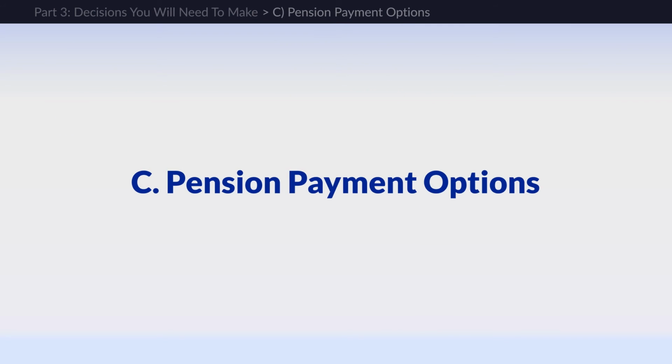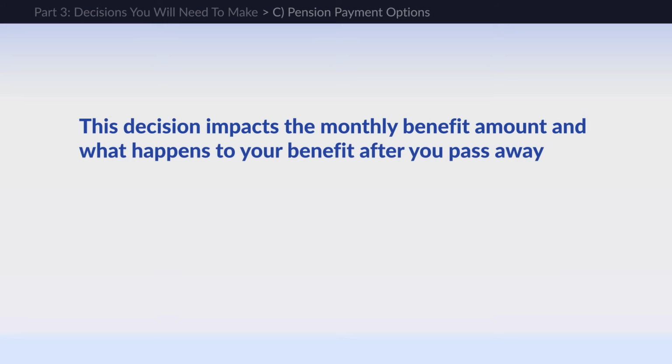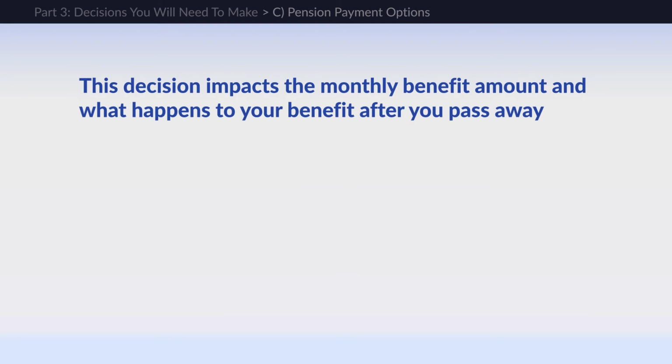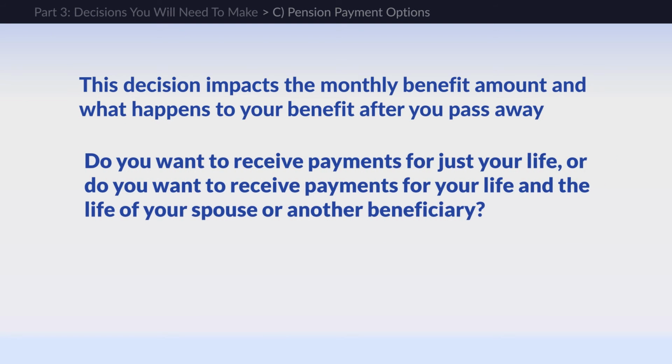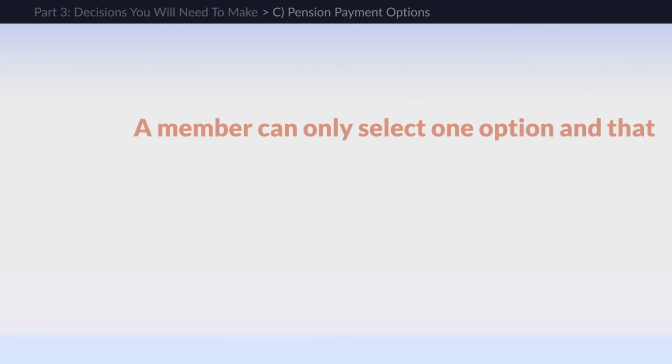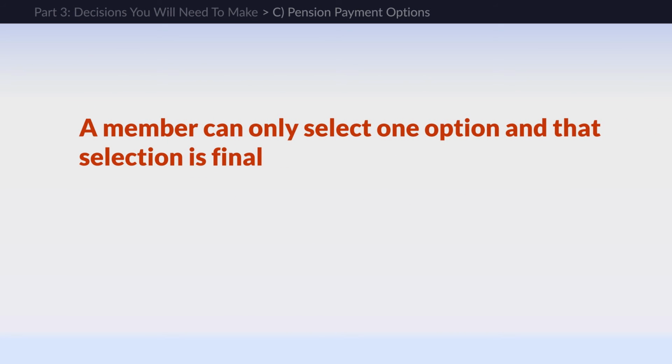Finally, let's discuss your pension payment options. This decision impacts the monthly benefit amount and what happens to your benefit after you pass away. For example, do you want to receive payments for just your life? Or do you want to receive payments for your life and the life of your spouse or another beneficiary? It is important to note that a member can only select one option, and that selection is final.